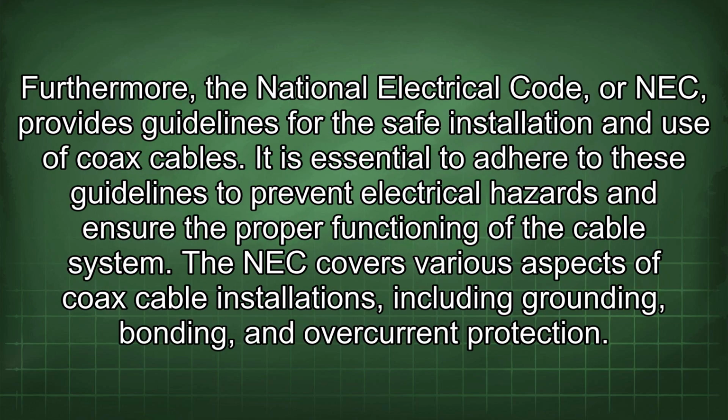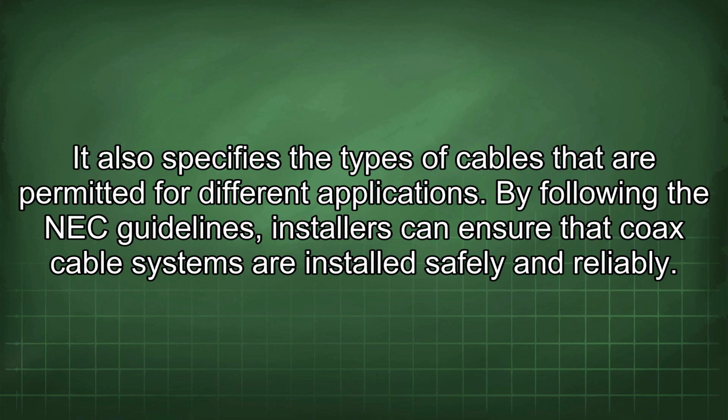Furthermore, the National Electrical Code, or NEC, provides guidelines for the safe installation and use of Coax cables. It is essential to adhere to these guidelines to prevent electrical hazards and ensure the proper functioning of the cable system. The NEC covers various aspects of Coax cable installations, including grounding, bonding, and overcurrent protection. It also specifies the types of cables that are permitted for different applications. By following the NEC guidelines, installers can ensure that Coax cable systems are installed safely and reliably.